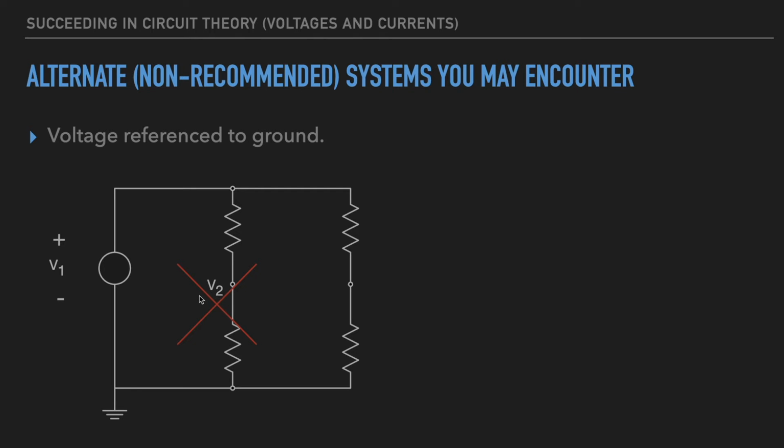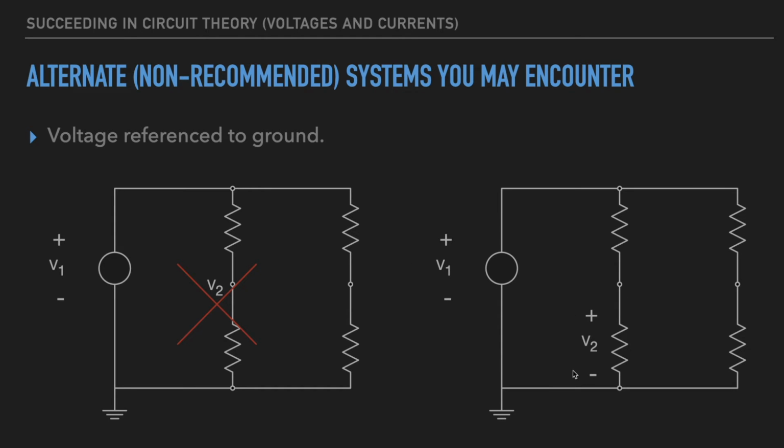So we have a plus here, a minus there, V2. Just like this. This is how we would draw it. Plus, minus, V2.